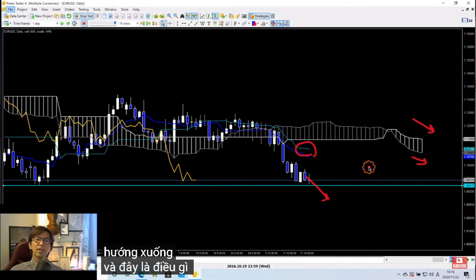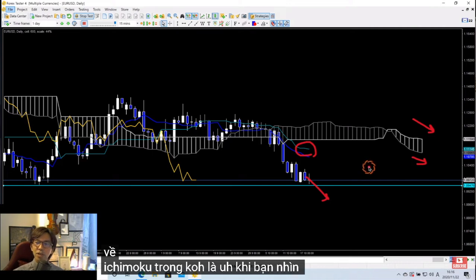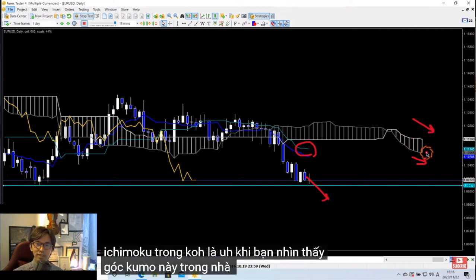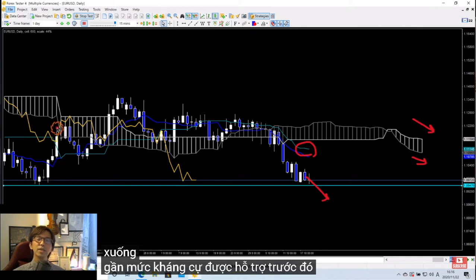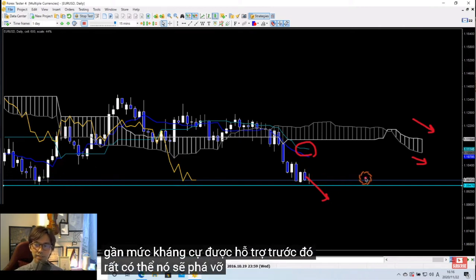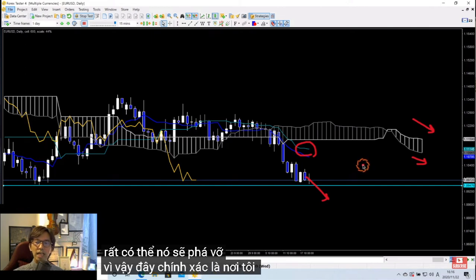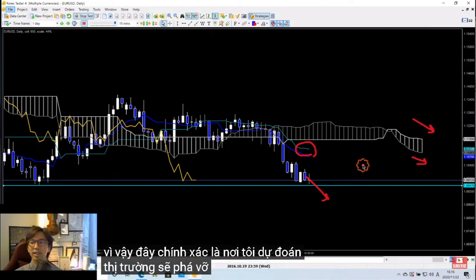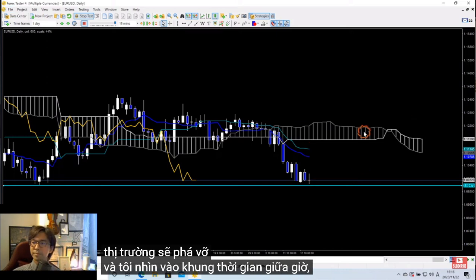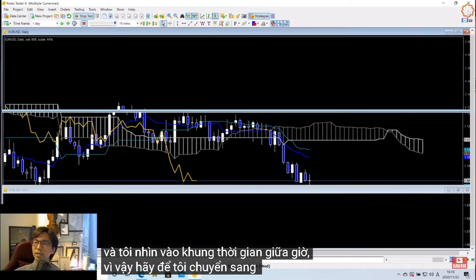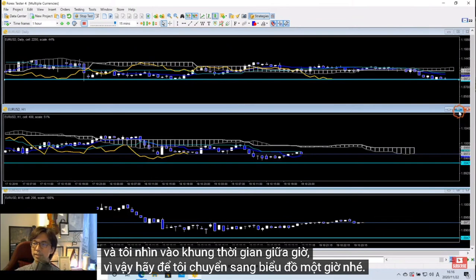And this is something that is powerful about Ichimoku Kinko Hyo, is that when you see this Kumo angle and Kijun Sen angle down near the previous support and resistance, most likely it breaks downwards. So this is exactly where I expect the market breaks down, and I go to mid time frame. So let me switch to 1 hour chart.